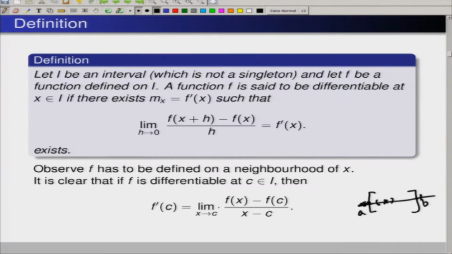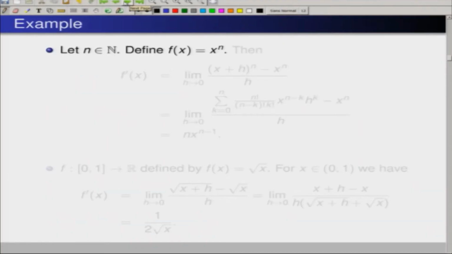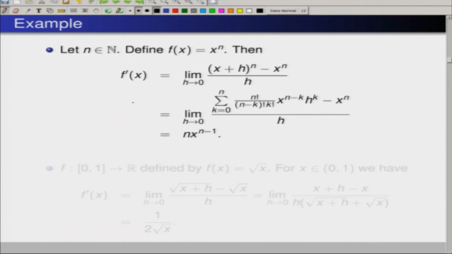Okay. Now, let us do some examples which you have done in your class 12. Let us just take f of x equal to x to the power n, where n is a natural number. Then of course, f prime of x is the limit as h goes to 0 of ((x plus h) to the power n minus x to the power n) divided by h.